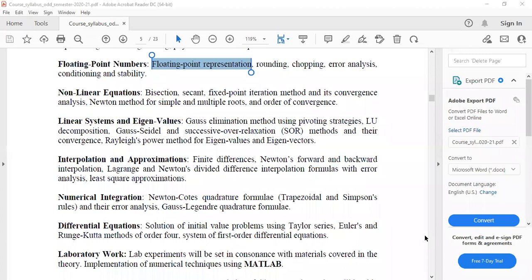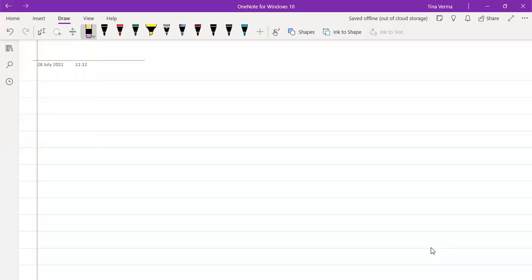This course is for numerical analysis, and these are the contents that we are going to discuss. The floating point representation, right? Nonlinear equations, where we will do different types of methods: bisection method, fixed point iteration methods, their convergence, Newton method, and other methods also. Then we go for the linear system and finding the eigenvalues. Then we will go for interpolation and how we can approximate the data, and then the numerical integration and differential equation.